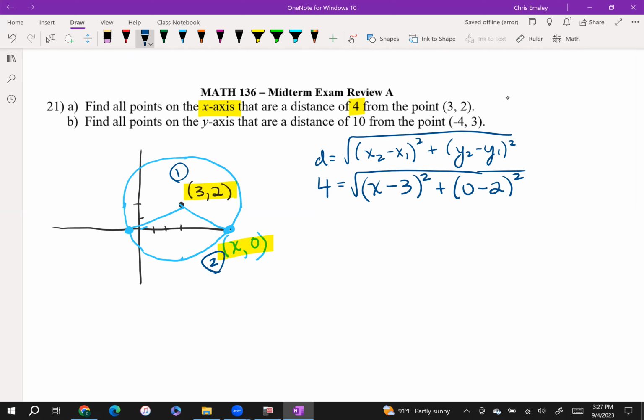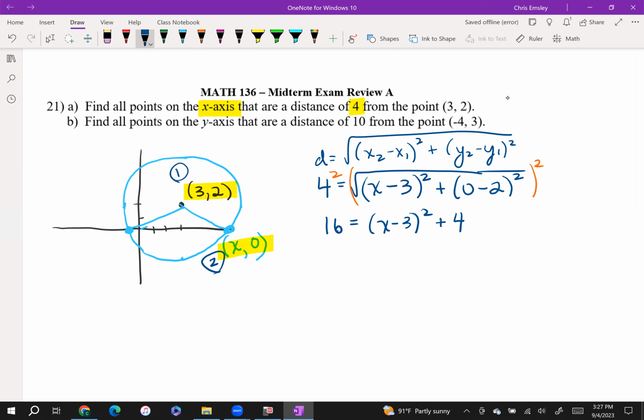Let's simplify. First of all, that big old radical over there, I'm not going to be able to solve for x while that radical is there, so I need to get rid of it by squaring both sides. That leaves me with 16 equals x minus 3 squared. And negative 2 squared, I can simplify that. That's just positive 4.